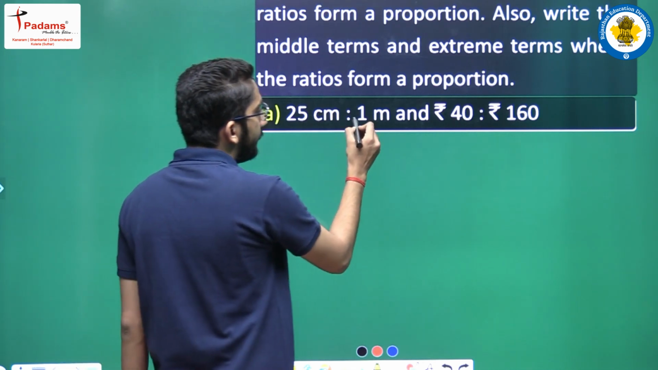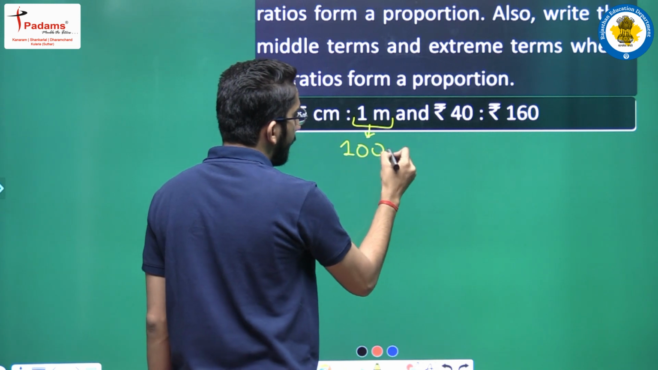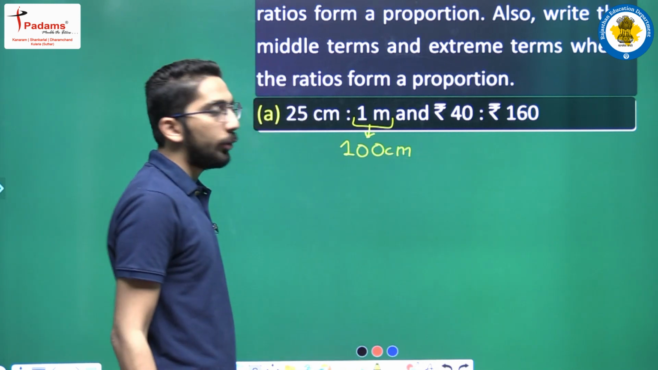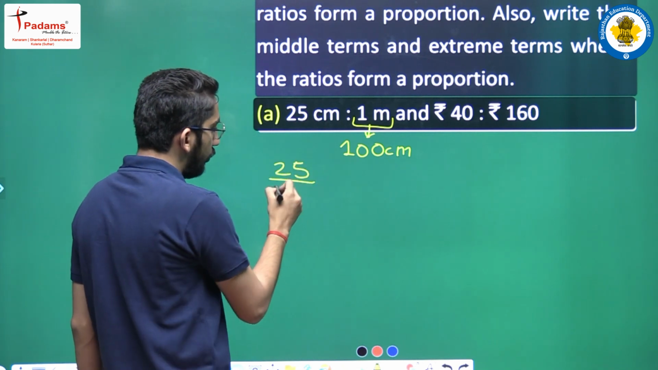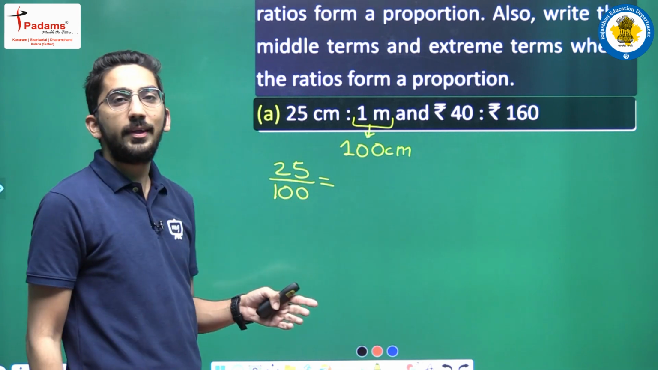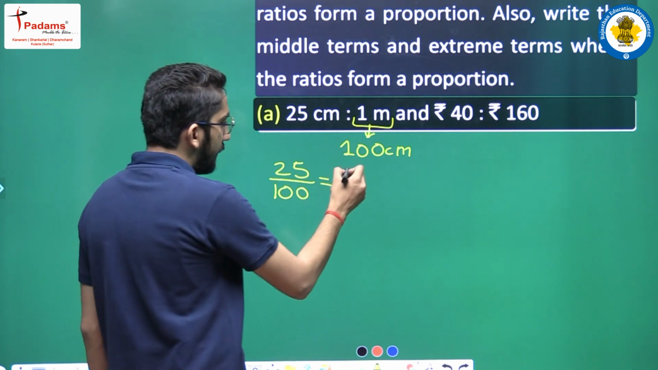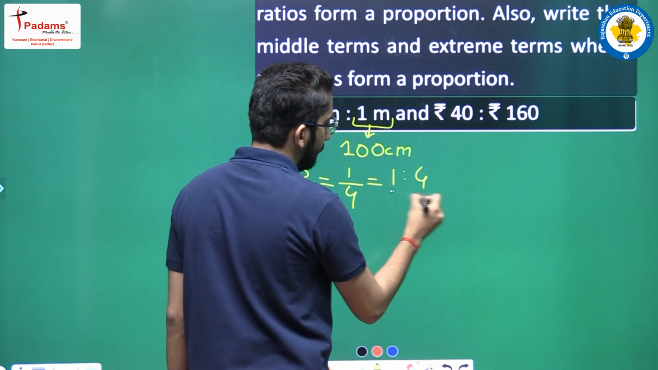तो सबसे पहले इस 1 मीटर को मैं कन्वर्ट करूंगा सेंटीमीटर्स में. This is 100 centimeters. We all know this. So ratio will be 25 centimeters is to 100 centimeters and you can divide both of them with 25 directly. So this will become 1/4 or 1:4.